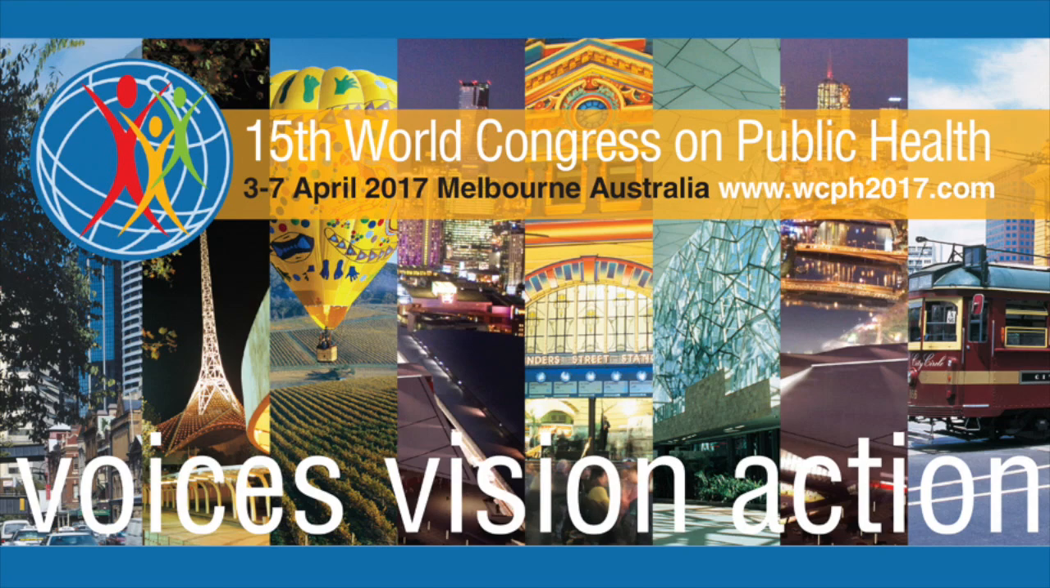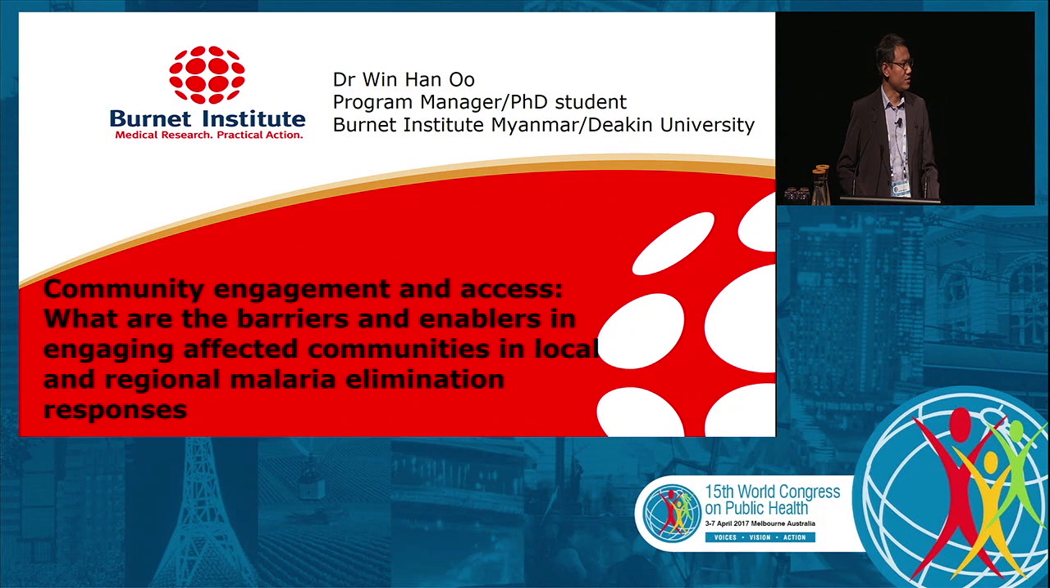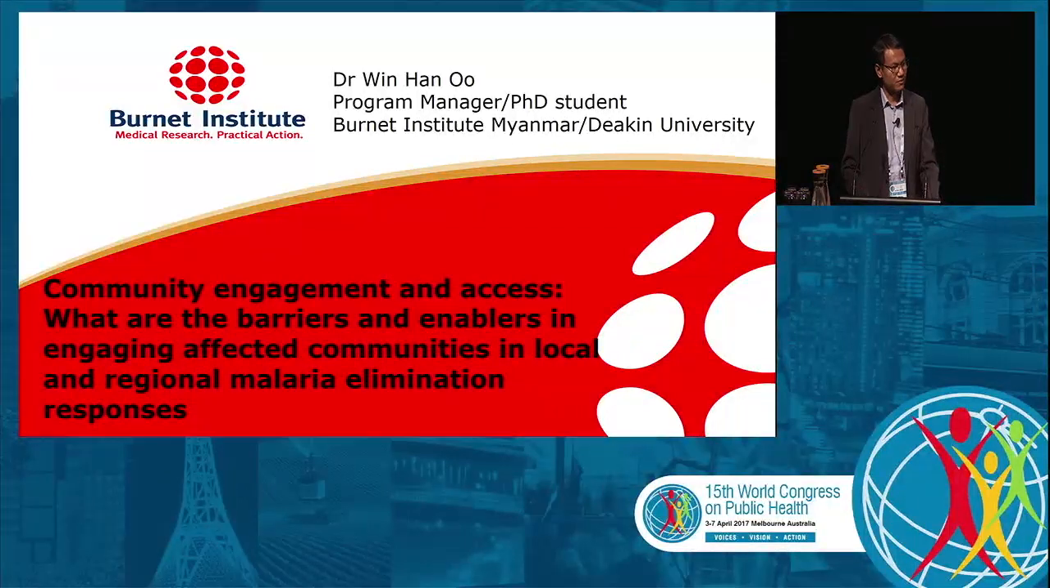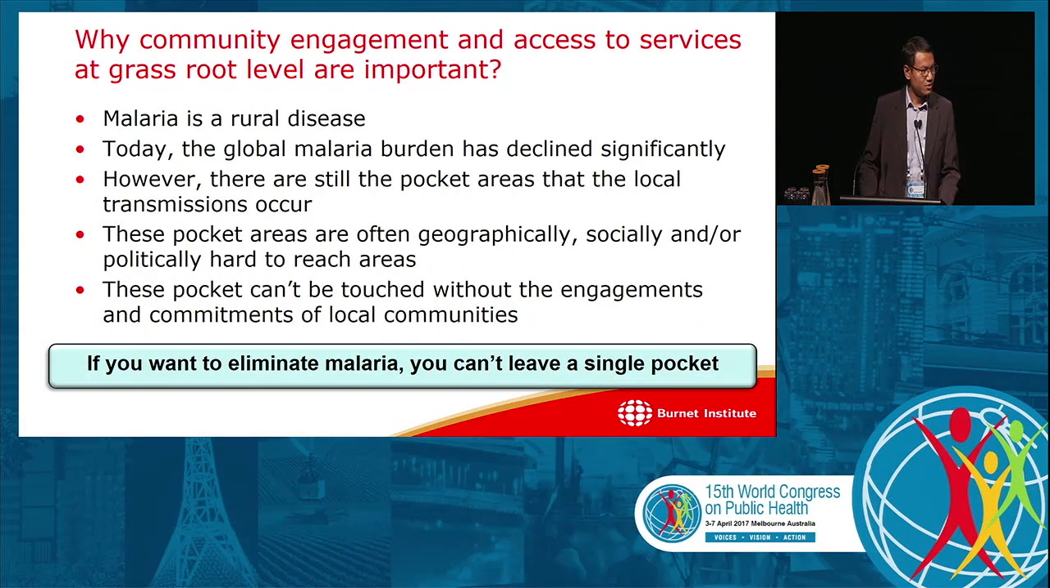In this case, because our previous speaker has talked about the different technology and tools to tackle malaria as well as to eliminate malaria in this world, from this point of the presentation I'd like to focus and put emphasis on how we are going to deliver the model of care delivery model for malaria elimination. So why are community engagement and access to the service at the grassroots level important?